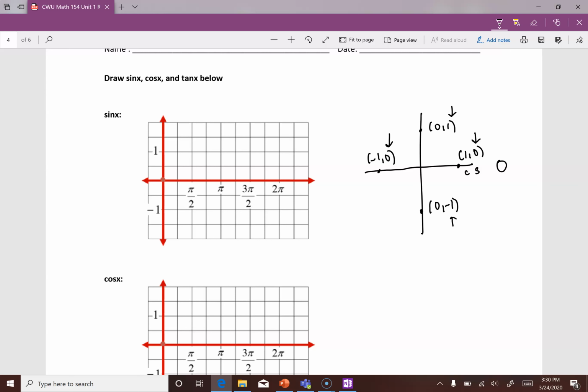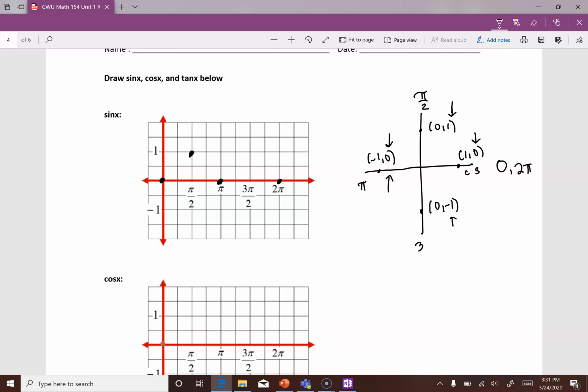So here we've got 0, or 2 pi. And in both of these cases, we have sine is 0. So at 0 and 2 pi, we have sine is 0. Then at pi over 2, we have that sine is 1. So that will be right here. At pi, right here is pi, we have sine of pi is 0.